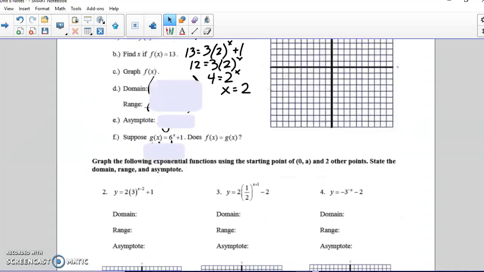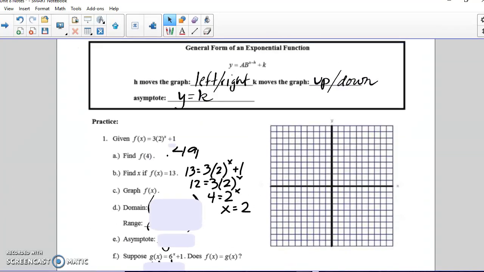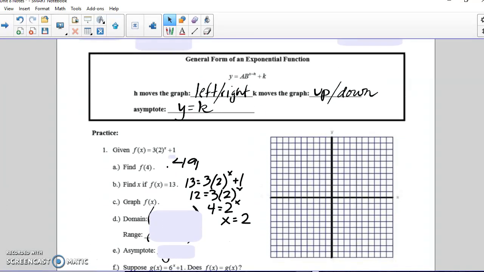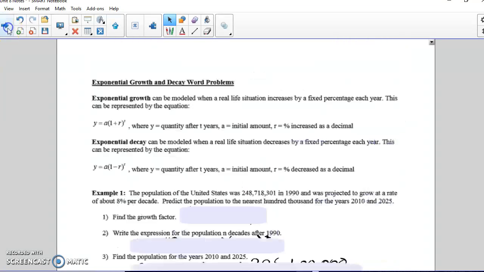What you will see on the rest of this page are some practice problems. I'm going to end the video here, though, and there will be another video going through these practice problems. Okay, so make sure that you do that, and watch the next video, which is going to be on the word problems as well.